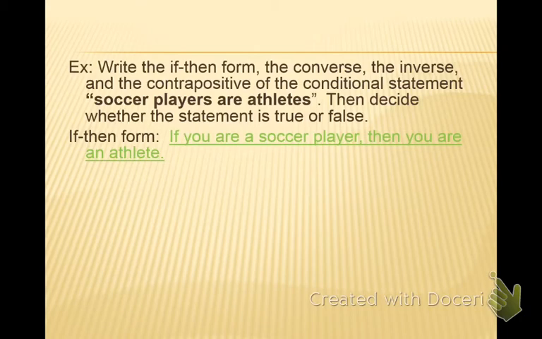What would the converse of this be? You are an athlete if you play soccer. No, the if always comes first. Say it again. If you are an athlete, then you are a soccer player. Yes, that's right. If you are an athlete, then you are a soccer player would be the converse.